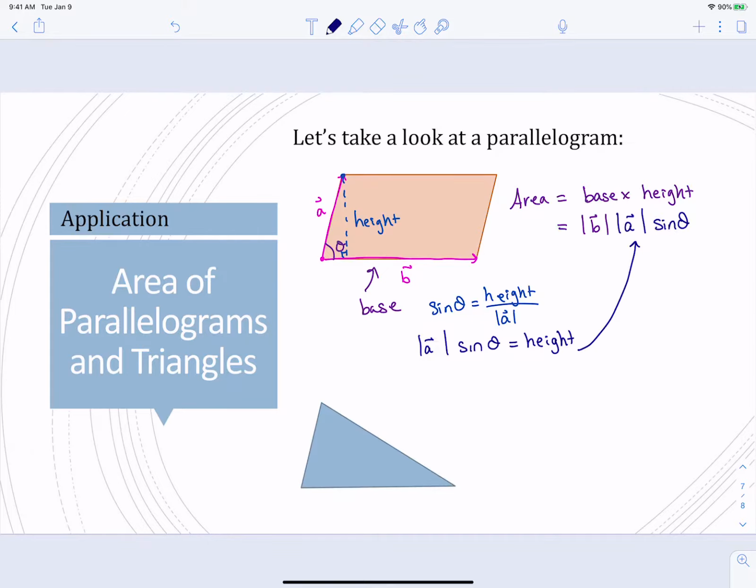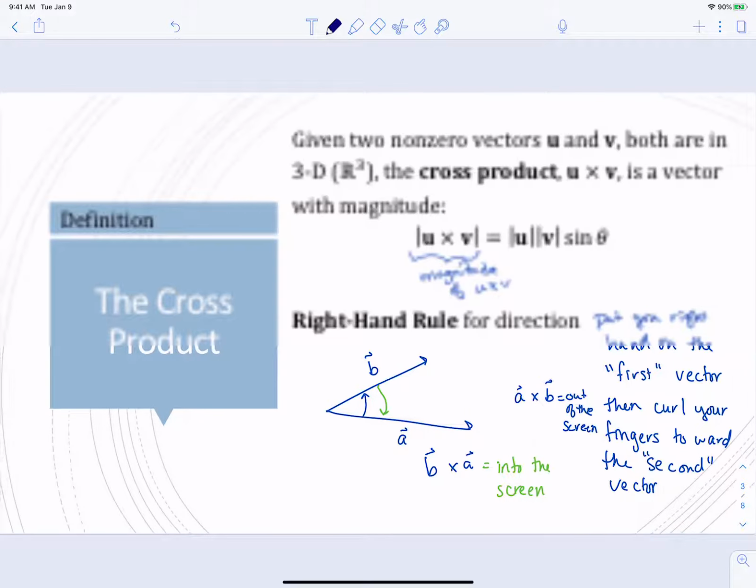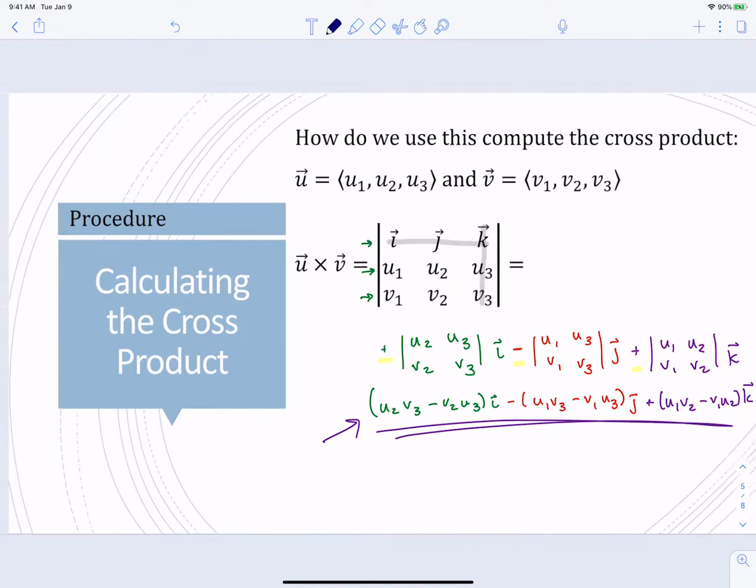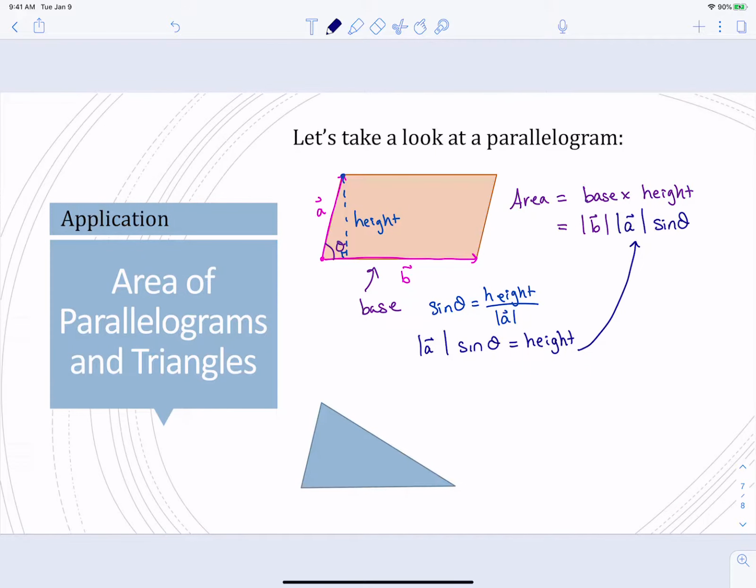Now, if we go back to slide 3 here, look at this. The magnitude of u times the magnitude of v times the sine of theta is equal to the magnitude of our cross product. So the area of this parallelogram is equal to the magnitude of the cross product of those two vectors.